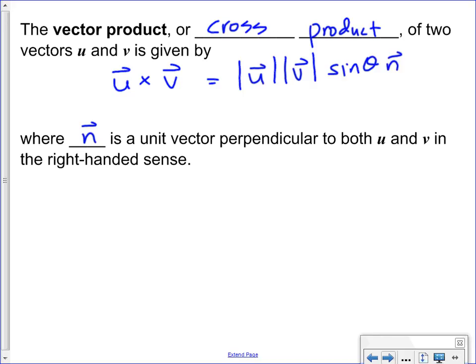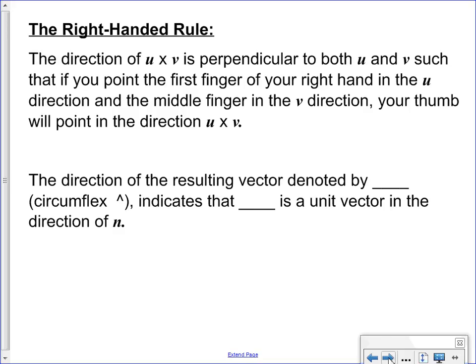The other way you can see that is n hat. The circumflex looks like this. It indicates that n hat, or n circumflex, is a unit vector in the direction of n. No big deal.